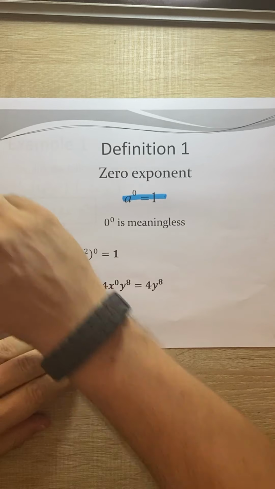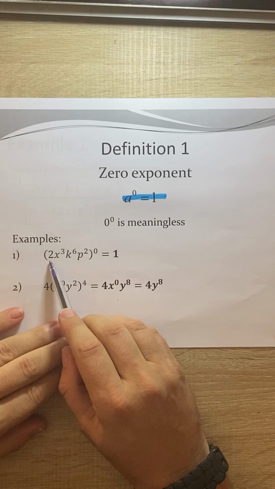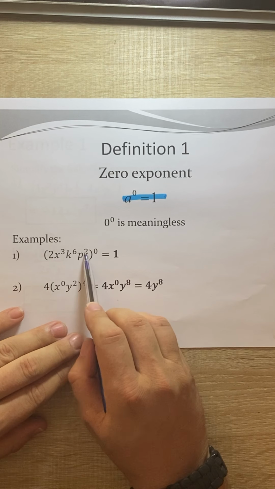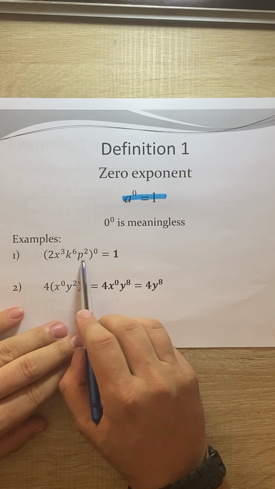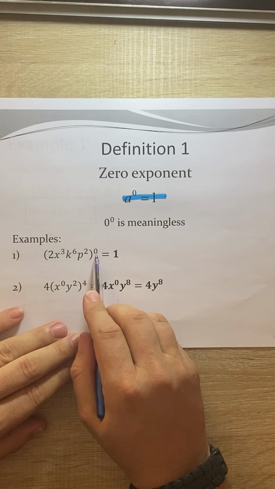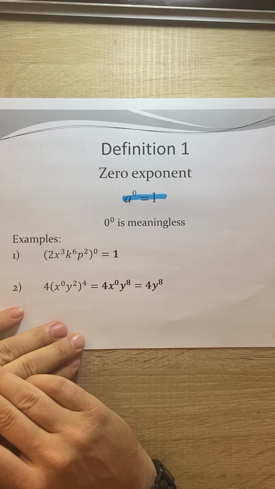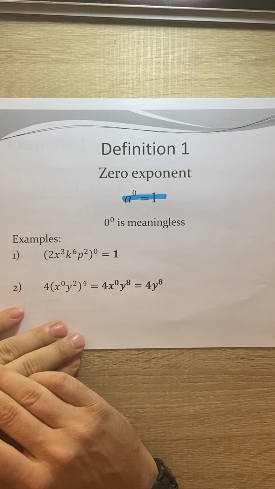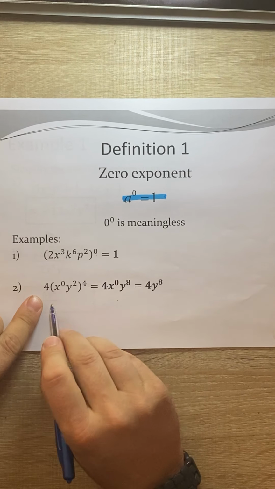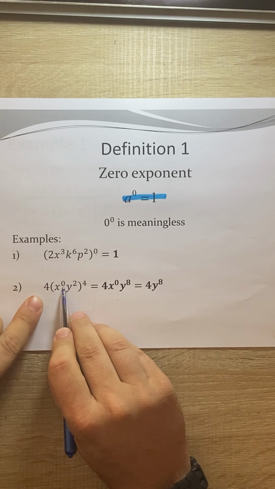Now, if we have a look at this example over here, we've got this whole bracket to the power of 0. I really don't care what's inside this bracket. We could have a million things inside here. Because it's to the power of 0, automatically it's 1. The whole thing must be 1, okay? If we have a look at this one here, only one of these things is to the power of 0, so it's just this one.